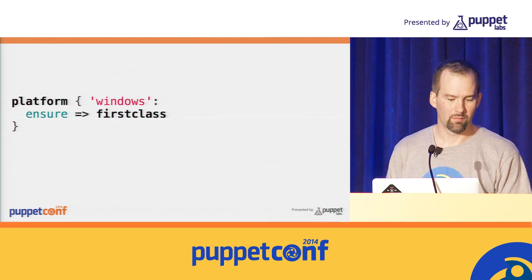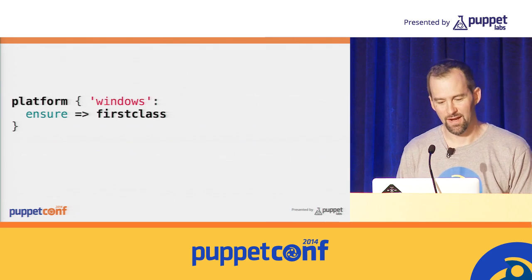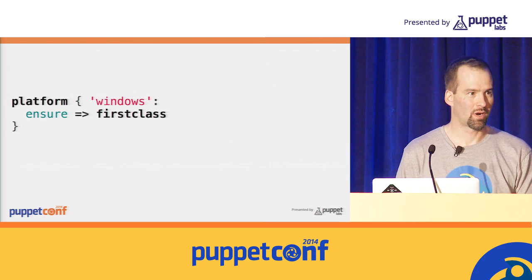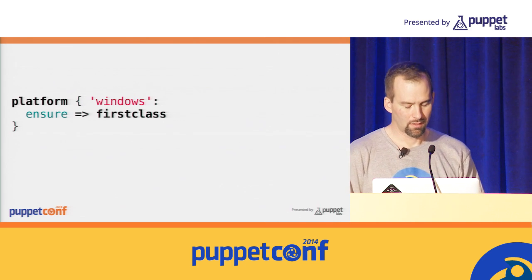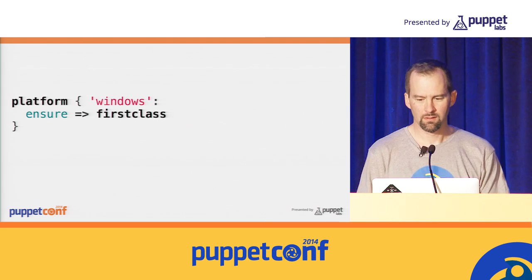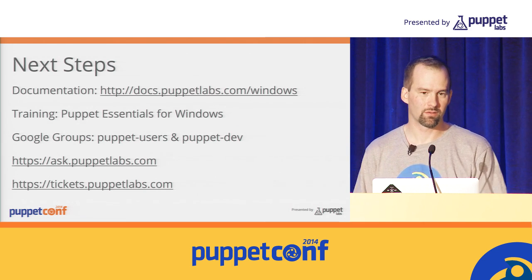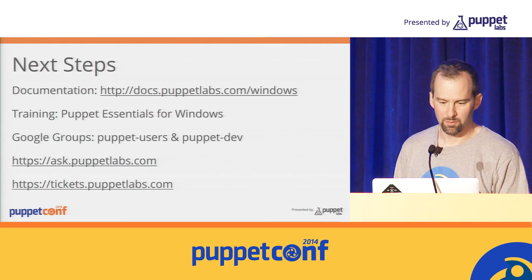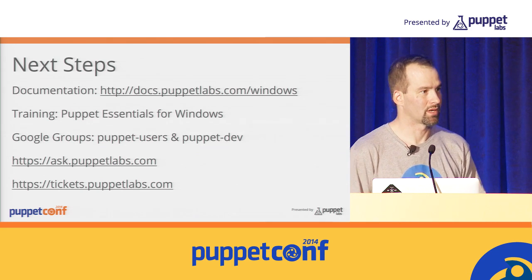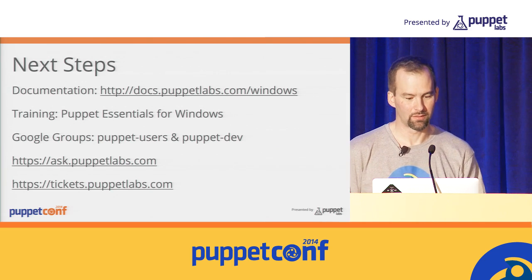If you haven't already, I recommend trying out and deploying Puppet on Windows. Ask questions, join our community, improve the modules. If you see a problem, submit a pull request. Basically, help make the Puppet ecosystem better. So next steps, where to go from here. I recommend reading our documentation, docs.puppetlabs.com/windows. We've just added a training course specifically designed for Windows. You can go to our website under training and look for more details about that.